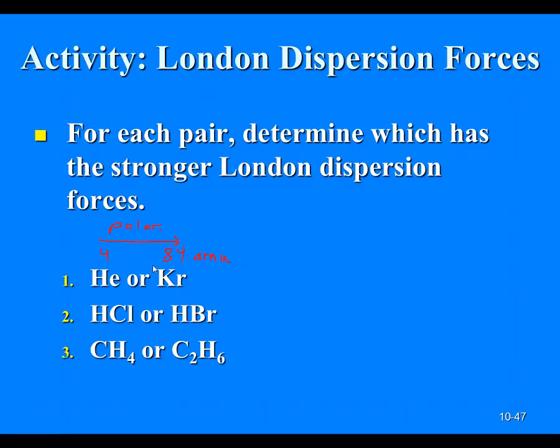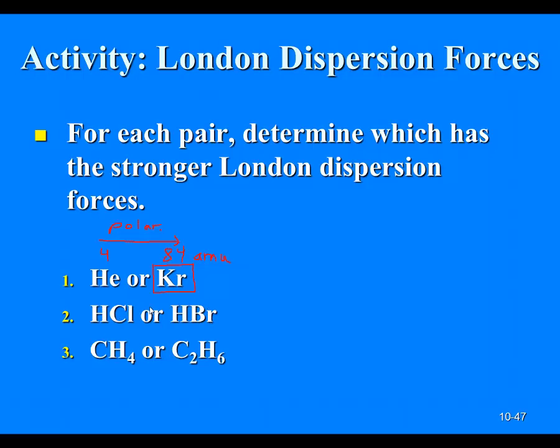I'm going to end up with having higher strength London dispersion forces. So krypton would have stronger London dispersion forces. It would be expected to have higher boiling points and higher melting points. Okay, now let's consider hydrogen chloride versus hydrogen bromide.